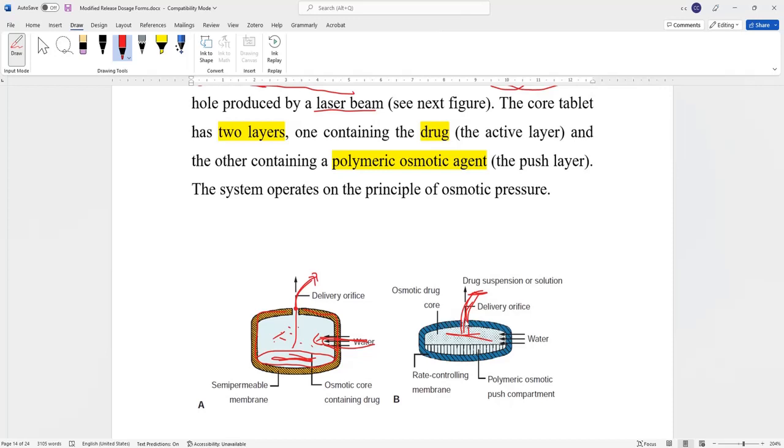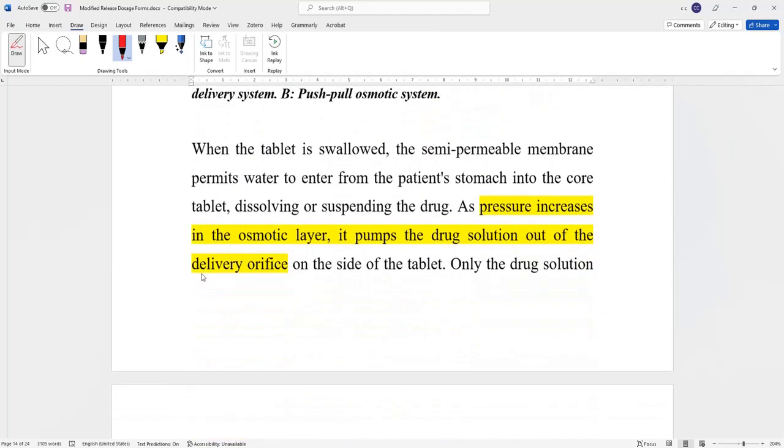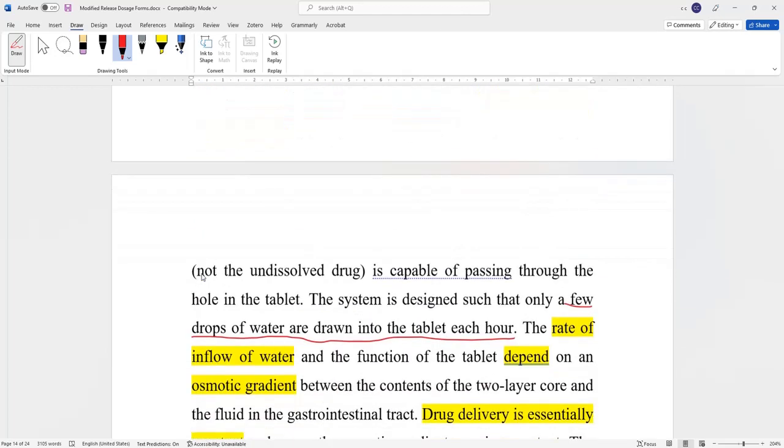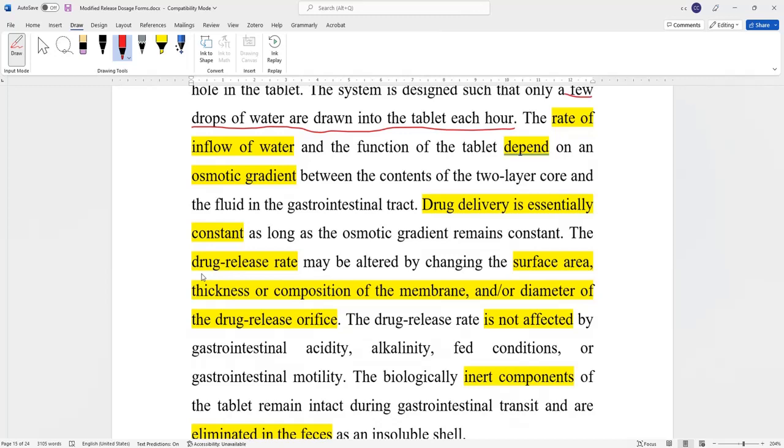Another thing you should know is that the release rate is also affected by the hole. What is the diameter of the hole? What the membrane we are using, and what's its thickness? All these factors will affect the release rate from the osmotic pump system. Okay.